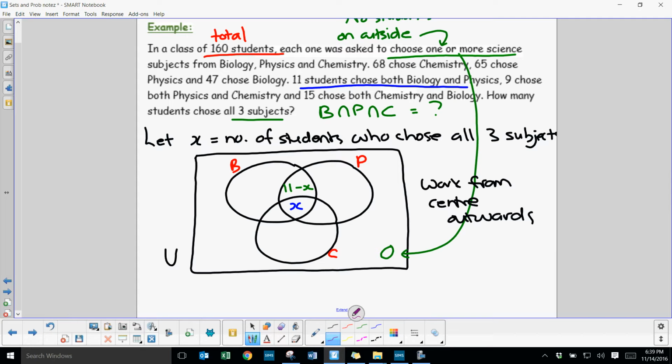Another one we can do. So we know 9 chose physics and chem. So let's look at the physics and chem section. This whole section must add up to 9. So the little outsidey part here must therefore be 9 minus X.